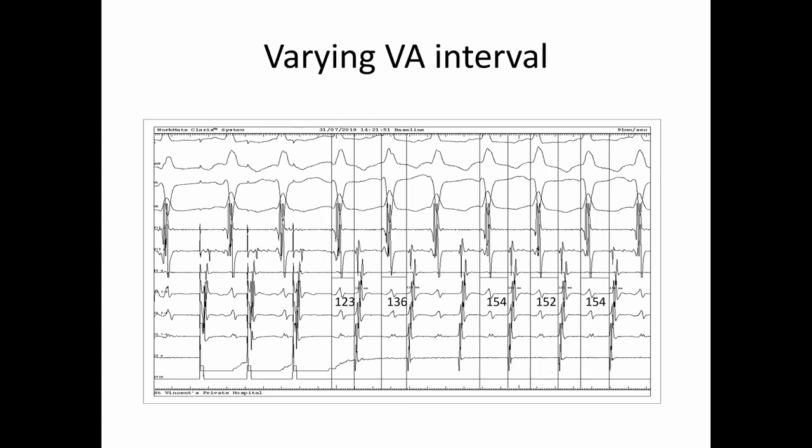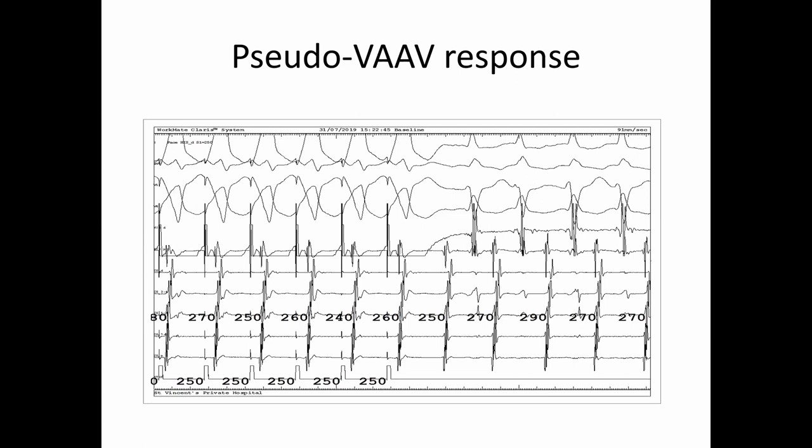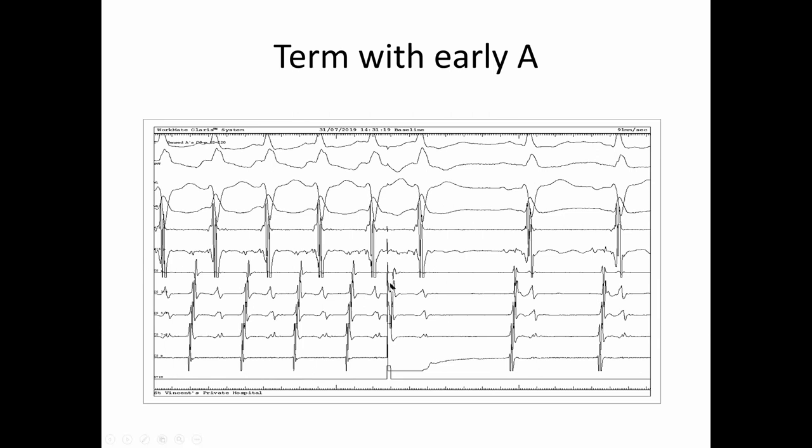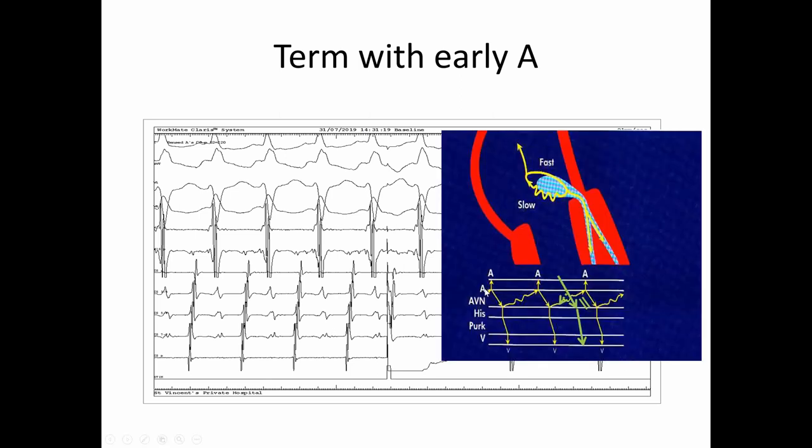There are varying VA times, which you can see in atypical AVNRT, but you can also see in atrial tachycardia. So we've got an undifferentiated tachycardia, but we've got a pseudo VAAV response. But it's really a VAV response, and it's more in keeping with AVNRT rather than atrial tachycardia. We've put in an early A during tachycardia, and it's terminated the circuit. It could terminate atrial tachycardia, but if it occurs repeatedly, it's probably more consistent with AVNRT, because you're delivering an early extra stimulus during tachycardia. I've just drawn arrows in, and it conducts down to the ventricle, but you're concealing back into the slow pathway when you put in this extra stimulus, which has made the slow pathway refractory to being excited again to carry on the circuit.